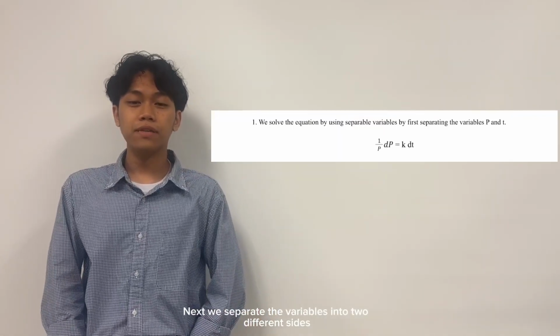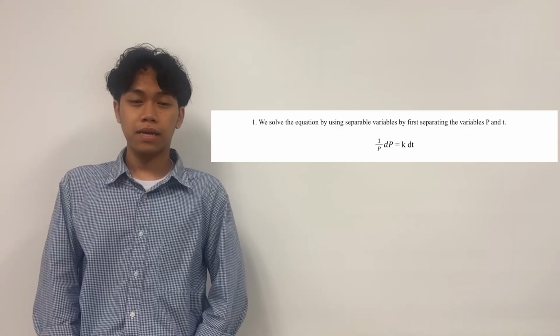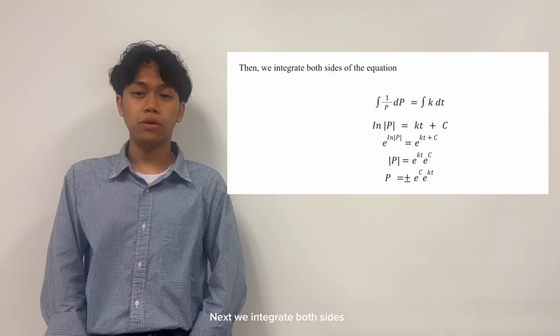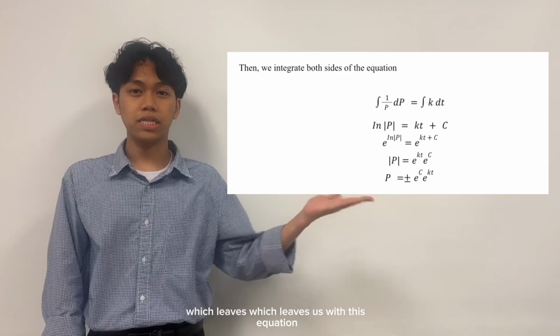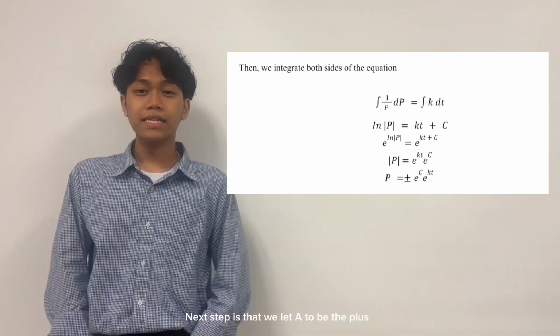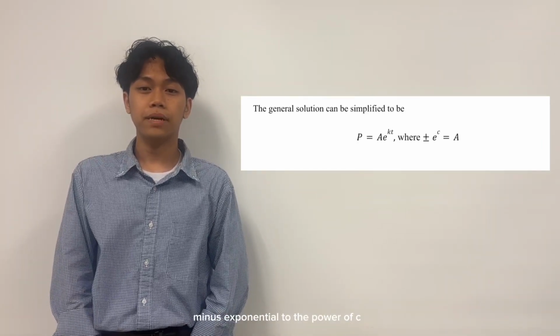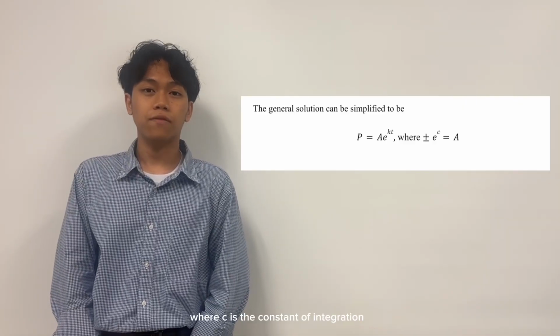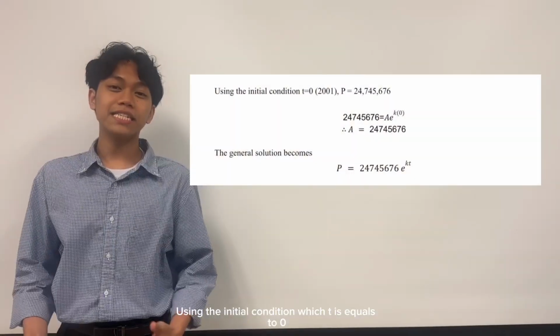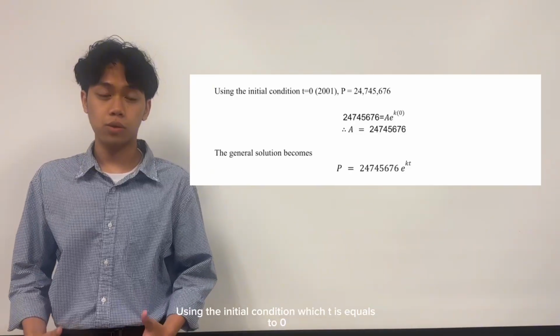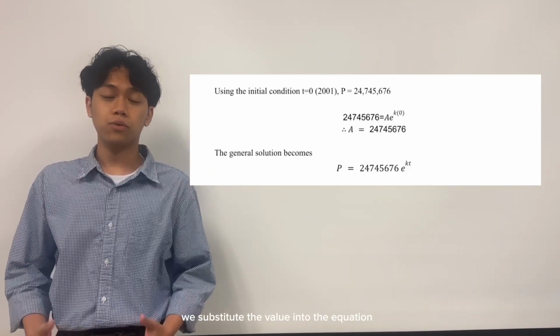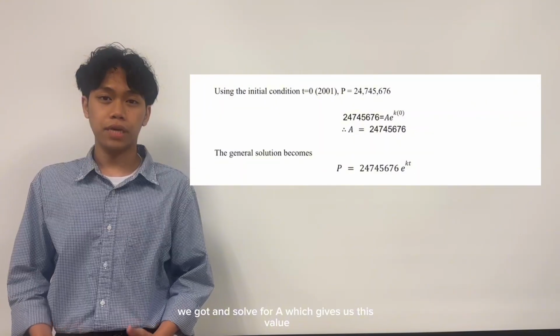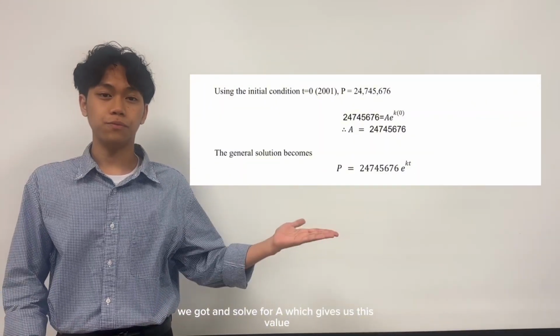Next, we separate the variables into two different sides. Next, we integrate both sides, which leaves us with this equation. Next step is that we let A be plus minus e to the power of C, where C is the constant of integration. Using the initial condition, where t is equal to 0, we substitute the value into the equation we got and solve for A, which gives us this value.